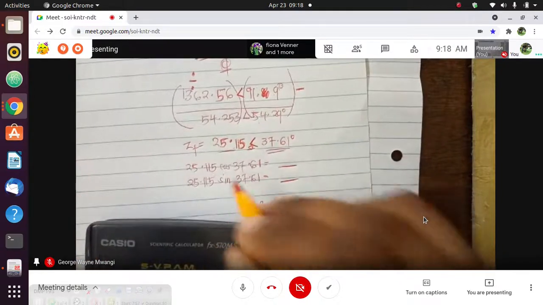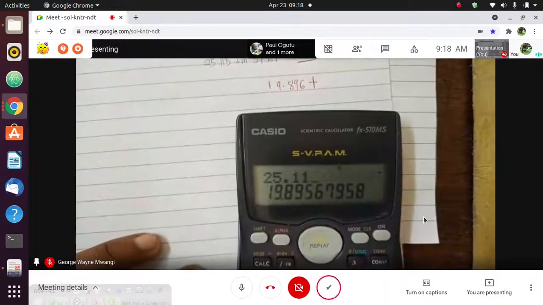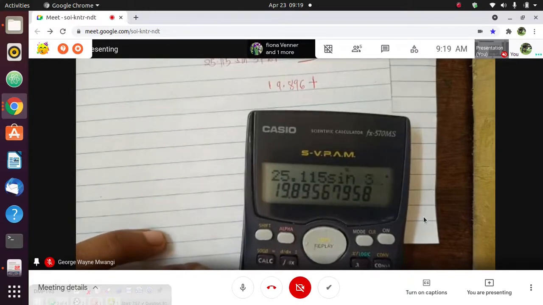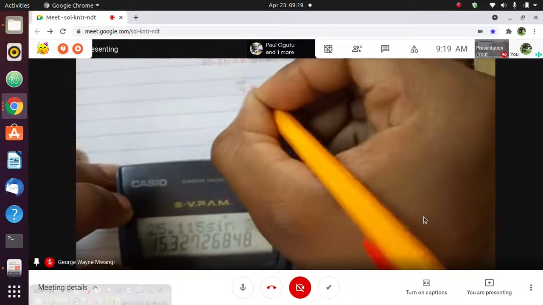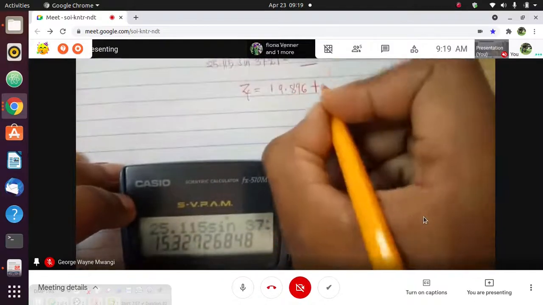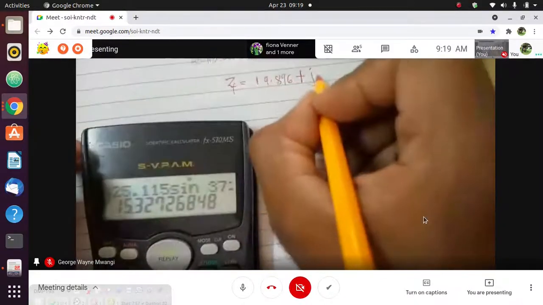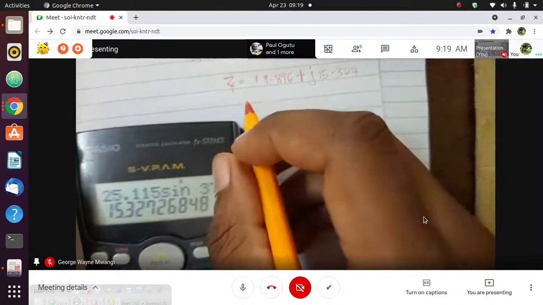Plus, now for the imaginary part, 25.115 sine of the angle, which is 37.61. This gives me the imaginary part. So our ZF will therefore be 19.896 plus J 15.327. Now we have our ZF.